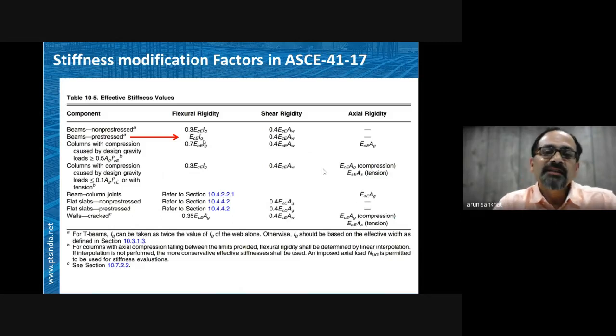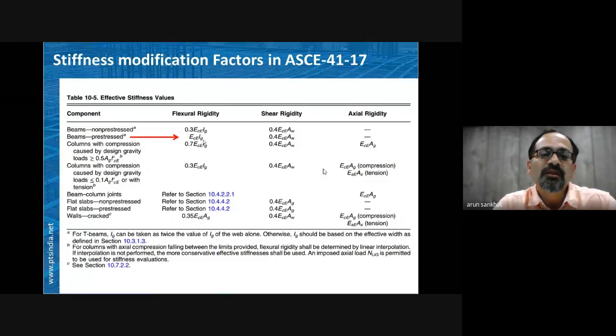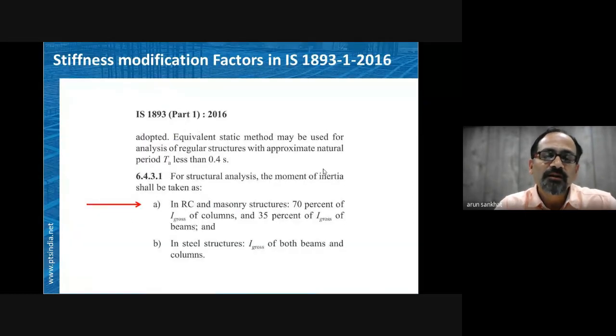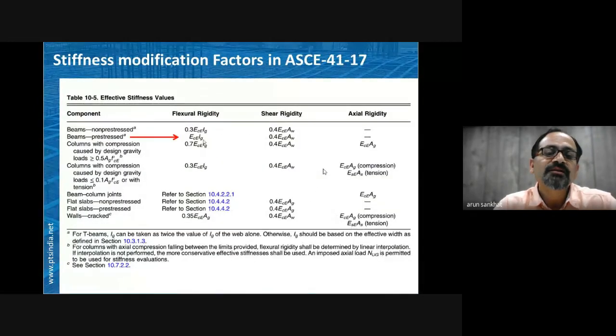Whereas in a similar kind of code, ASCE 41-17, the recent code, there is a Table 10.5 that is also discussing the same kind of aspects of effective stiffness values. So they have included the pre-stressing effects and the beams, non-pre-stress as well as pre-stress. So in our case, for the non-pre-stress beam, it is 0.35 of I gross, whereas in the ASCE code, they have gone with 0.3 of I gross, right? As far as the flexural rigidity is considered.